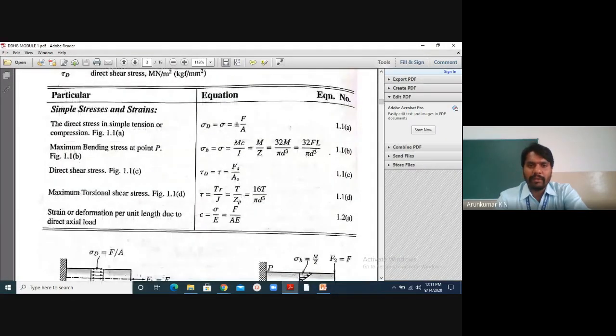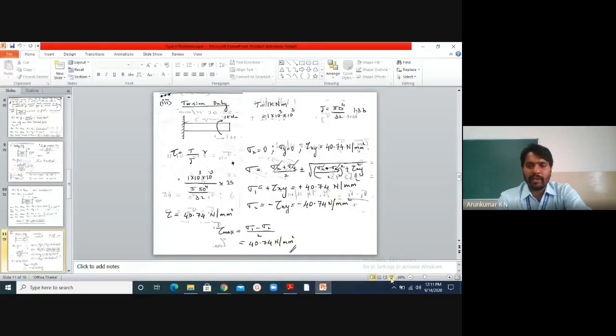Look at this. This is the direct stress and the bending stress and the shear stress. Tau is equal to T by J into R, or T by Zp, the polar section modulus. For a circular section, Zp is given by pi d cubed by 16. You can take it directly if it is a circular cross section. So this is the equation for the torsional shear stress.